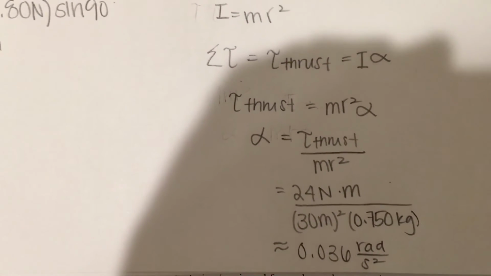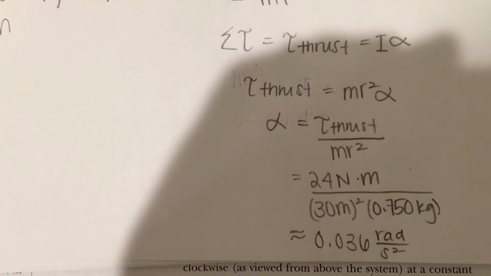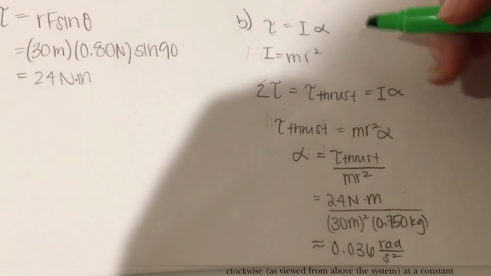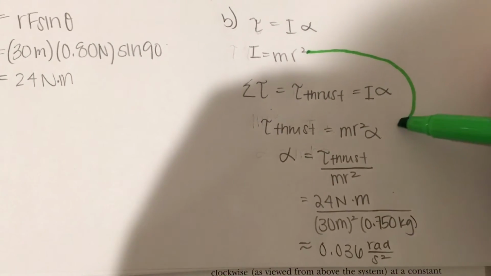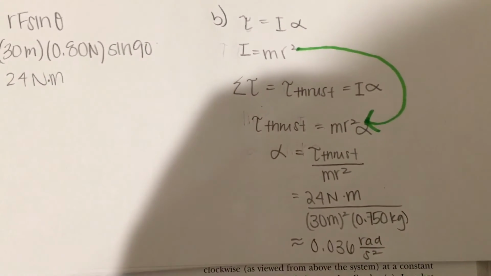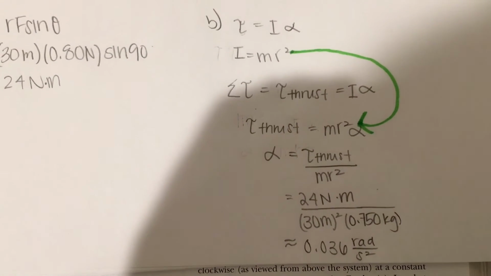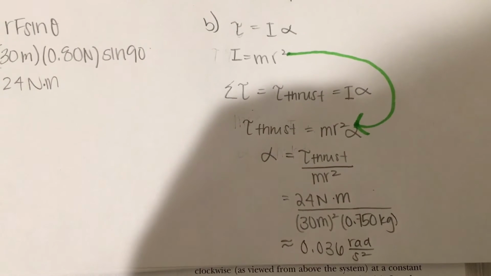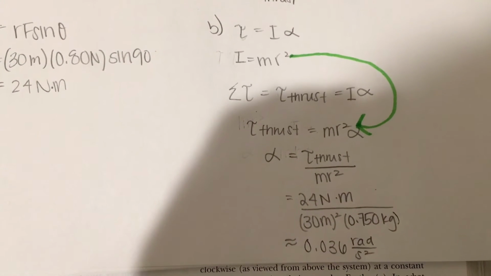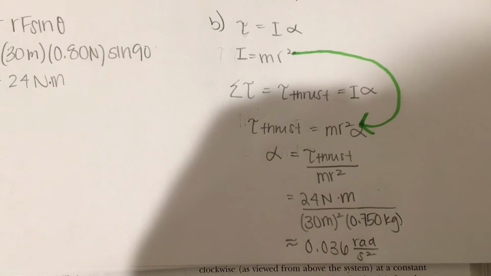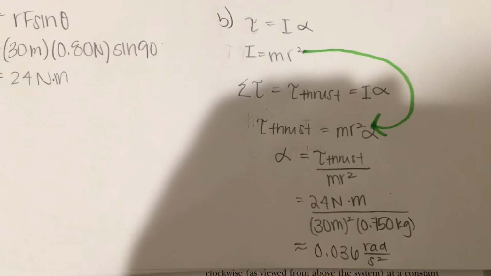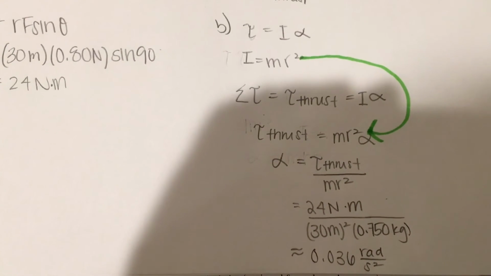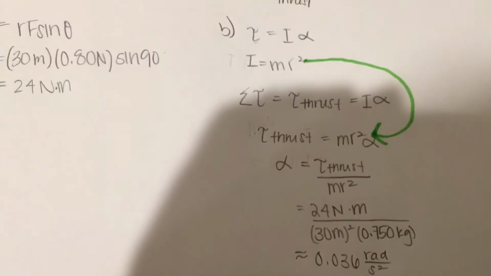For part B, we're solving for the angular acceleration of the airplane. I summed up the torques and set it equal to the moment of inertia times the angular acceleration. Then I substituted the moment of inertia with m times r squared and isolated the angular acceleration, so that equals the torque of the thrust over m r squared. After plugging in the values, we find that the angular acceleration is 0.036 radians per second squared.